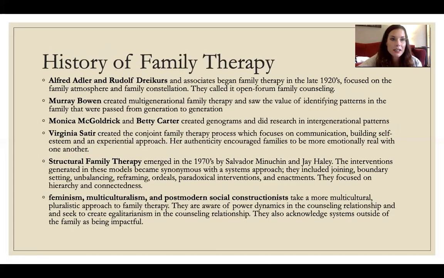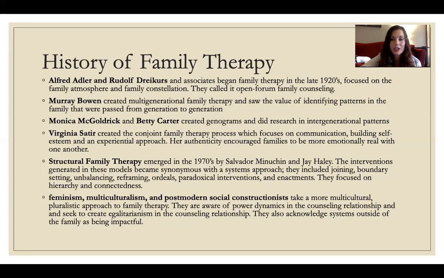So the history of family therapy started around the late 1920s, early 30s with Alfred Adler and Rudolf Dreikurs. They began doing family therapy in the 20s, focused on family atmosphere and family constellation. They called it open forum family counseling. And then Murray Bowen, around a similar time frame, maybe a little bit later, created multigenerational family therapy and saw the value of identifying patterns in the family that were passed from generation to generation.